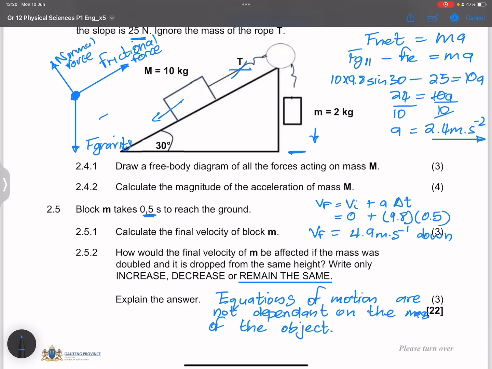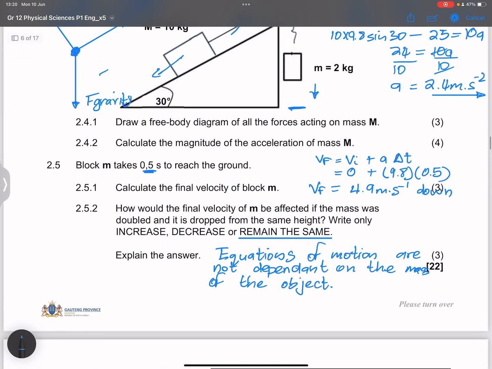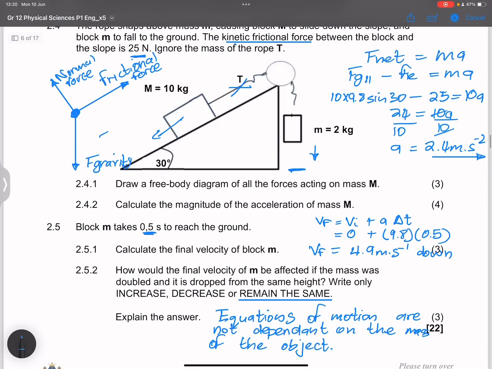So you can mention the fact that it was in free fall, and gravitational acceleration is not a function of the mass of the object. Ladies and gents, that's how we come to the end of question 2. Right, let's continue on to the next question.